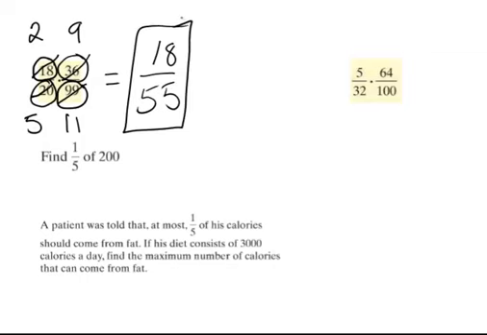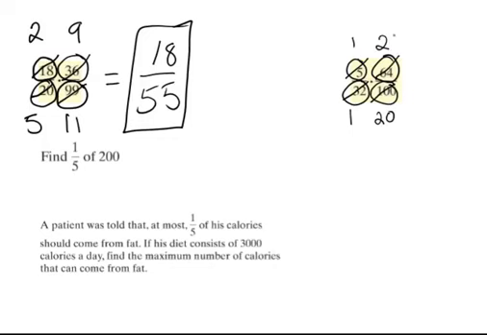All right, so I'll do the same thing with my next problem here. I'm going to look at my numbers 5 and 100. Well, 5 goes into 5 once. 5 goes into 100 20 times. 32 and 64, they can actually both be divided by 32. 32 goes into 32 once. 32 goes into 64 2 times.